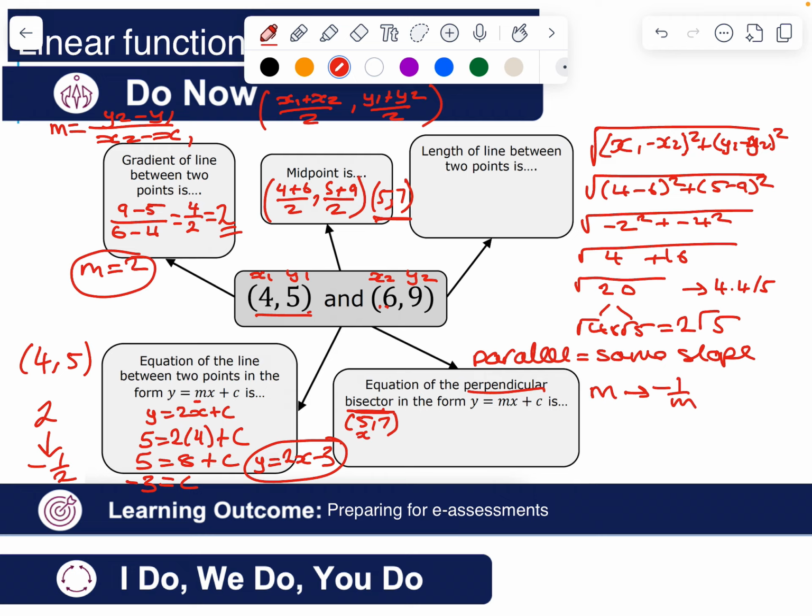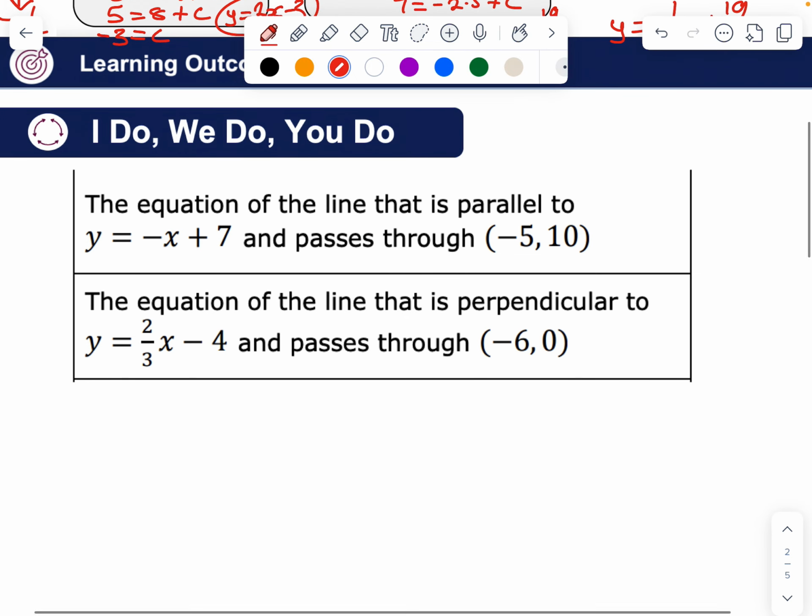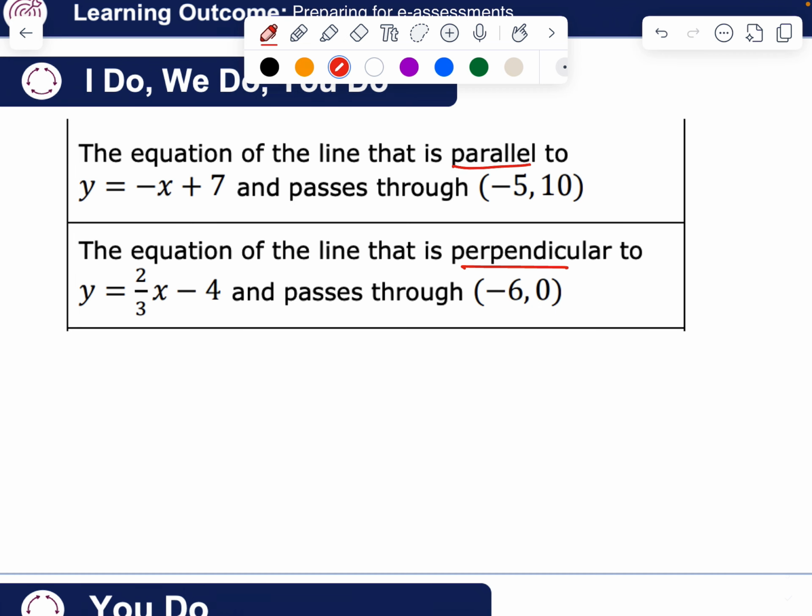So if I put these points in as x and y, 7 equals negative a half times 5 plus c. 7 equals negative 2.5 plus c. So if you add that to both sides, c is 9.5. Or you can write that as 19 over 2. So my equation is y equals a half x plus 19 over 2. Okay? Right, the next thing we're going to look at, which is going to help you with today's lesson, is just doing the same again, but with parallel and perpendicular.